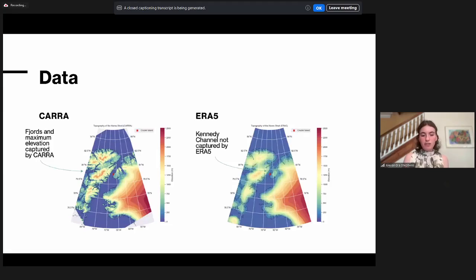Here's a visual comparison of the CARA and ERA5 topography fields. The first thing you notice is that the CARA map has a much better resolution than the ERA5 map. The CARA map captures the steep topography of both sides of the strait. You might notice the CARA data for Ellesmere Island shows the maximum elevation of Barbeau Peak, for example, while ERA5 does not. Similarly, ERA5 does not show the minimum elevation of narrow fjords or part of Kennedy Channel in the Nares Strait. According to ERA5, there shouldn't be any water there.